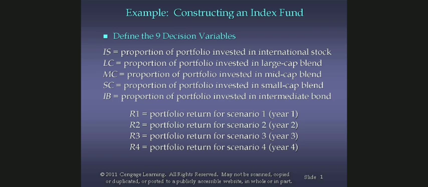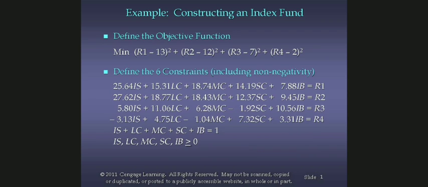IS represents the proportion of portfolio invested in international stock, LC for the investment in large cap blend, MC in mid cap blend, SC for small cap blend, and IB for the proportion of portfolio invested in intermediate bond. And for clarity of model exposition, we introduce variables R1, R2, R3, and R4, which measure the portfolio return for each scenario. Next is to define the objective function.